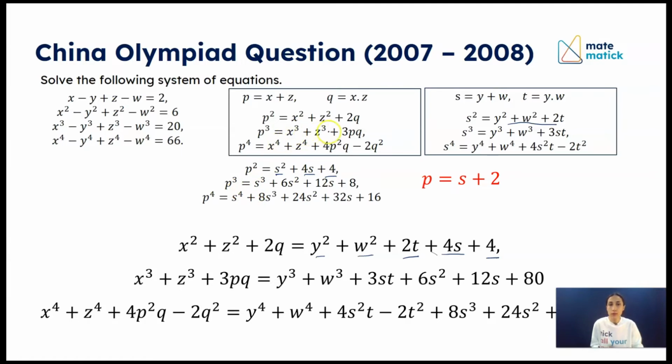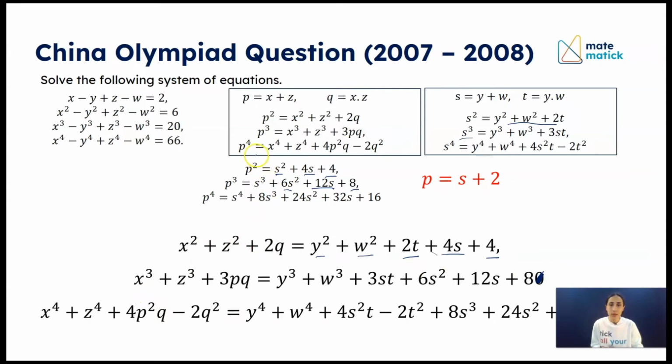Okay. And then for p cubed, I'm gonna do the same thing. I will make this equal to this one, and instead of s cubed, I'm gonna write this s cubed. Okay. So this will be equal to y cubed plus w cubed plus 3st. Plus, after that, I'm gonna put this 6s squared plus 12s plus 8. Okay, so this is 8, not 80.